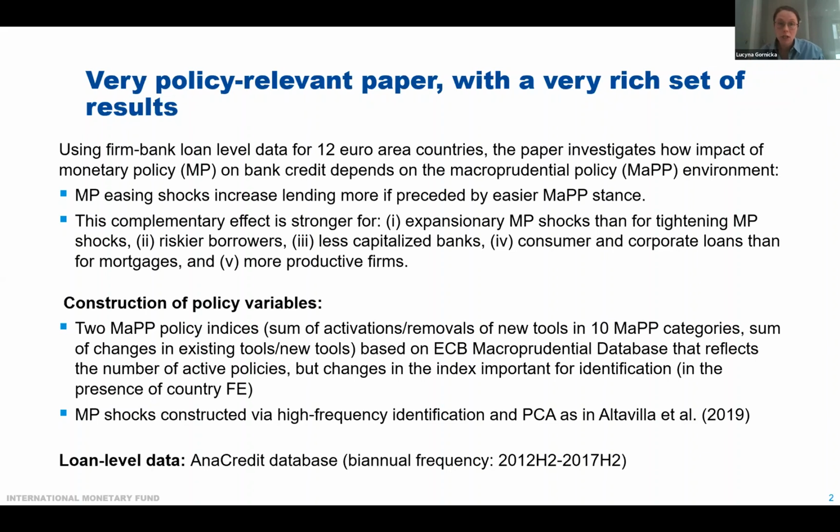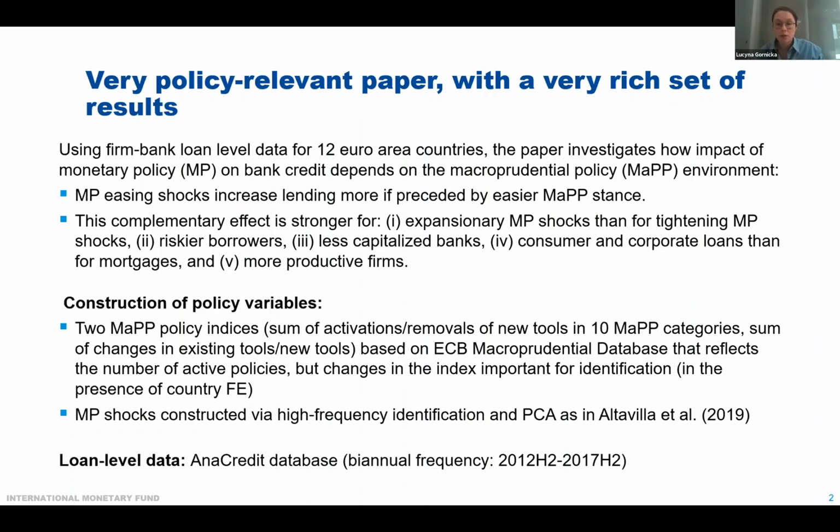monetary easing shock increases lending more if it's preceded by an easier macroprudential policy stance. And this complementary effect is actually stronger for expansionary monetary shocks than for tightening shocks, for riskier borrowers, for less capitalized banks, and, what I find a bit surprising and interesting, for consumer and corporate loans rather than for mortgage loans. And finally, for more productive firms than for less productive ones.